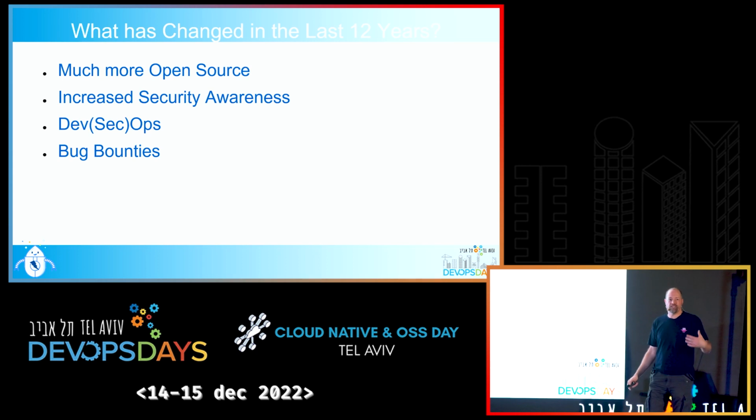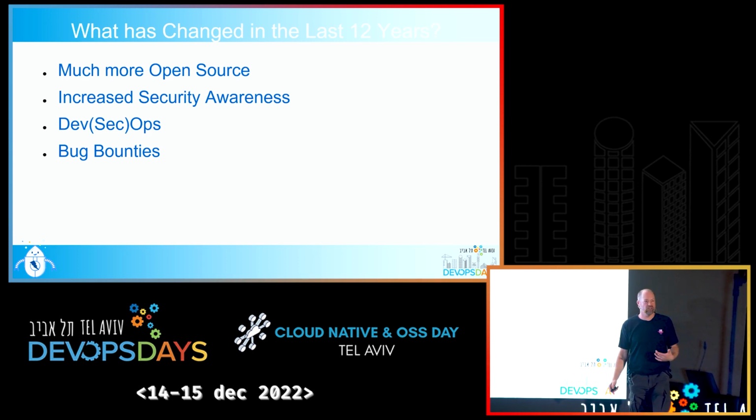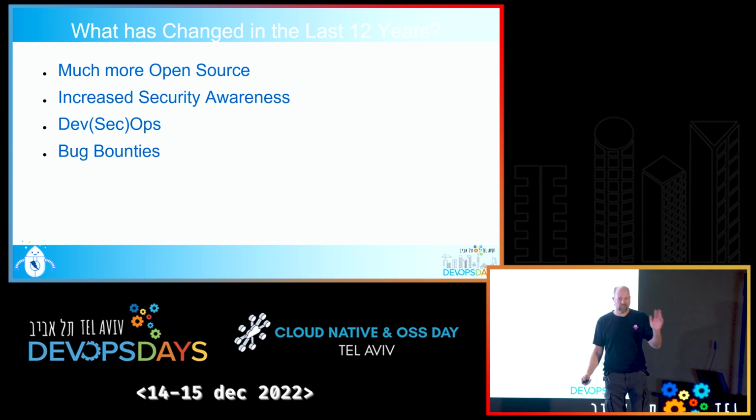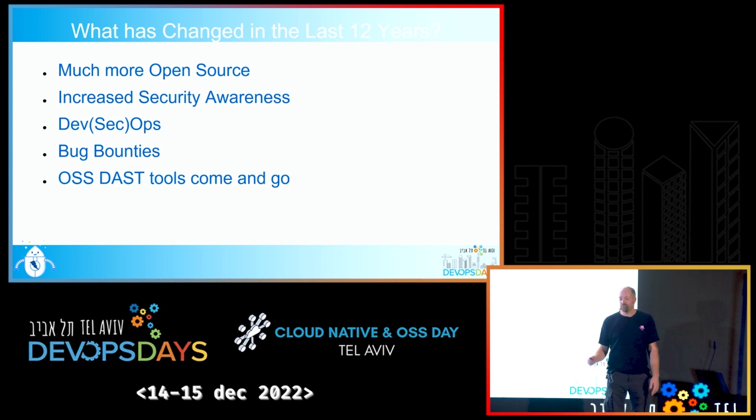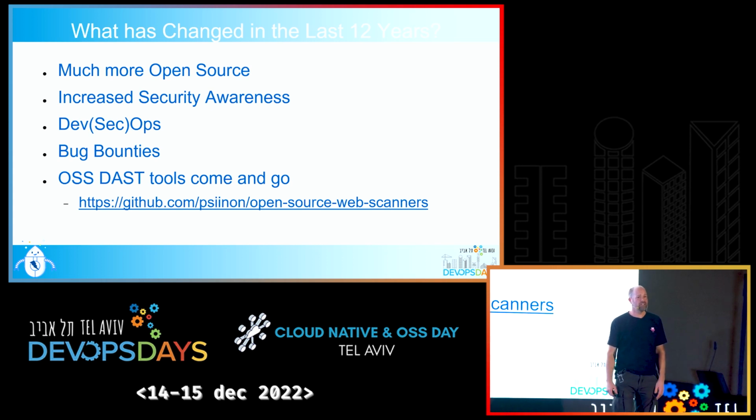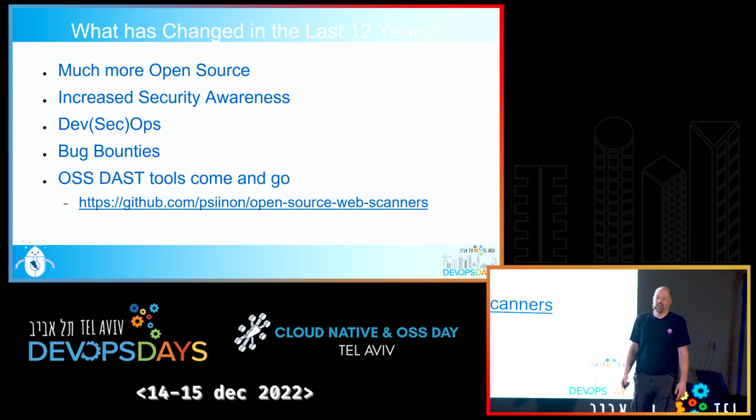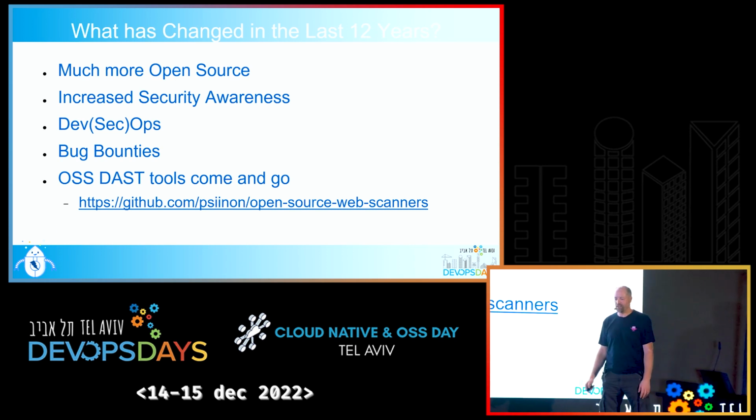Bug bounties, that's a big change from the security point of view. I've been involved in the Mozilla bug bounty, and we've got a bug bounty on ZAP. So if you find a vulnerability, if it's remote code execution, we'll pay you for that. And DAST is Dynamic Application Security Testing tools, which ZAP is. We've seen a lot of them come and go. I've got a GitHub repo where I track them, and one will come along and then it'll die after a while. So that's how it goes.